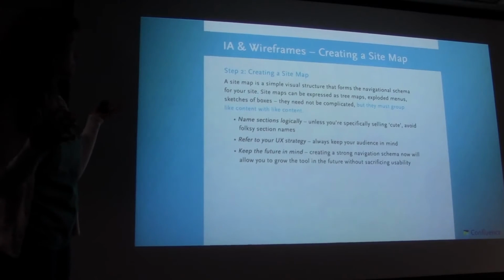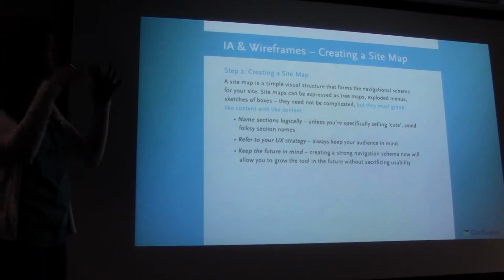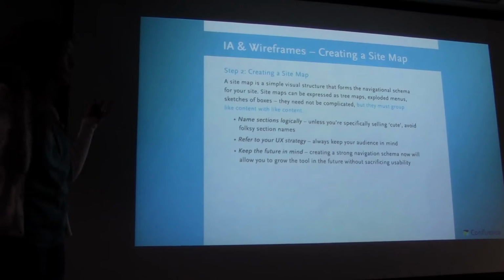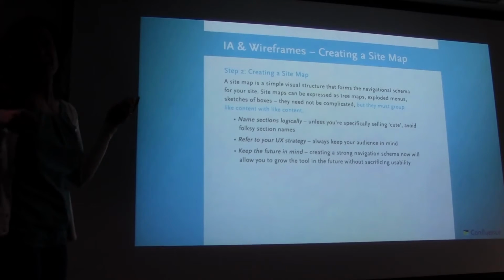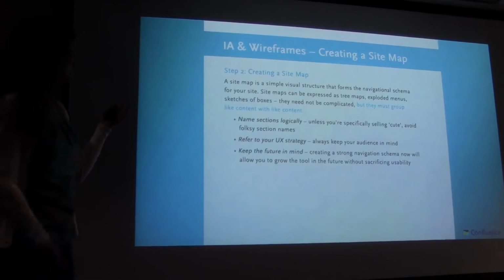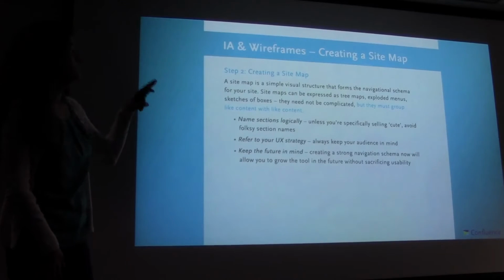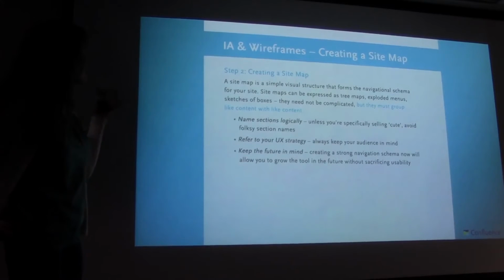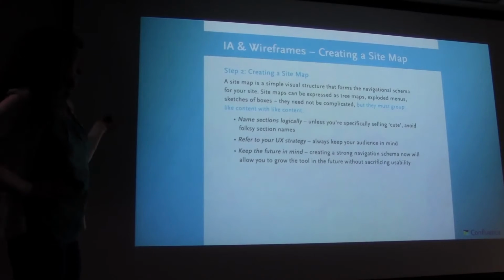So sitemaps can be expressed as a tree map, as exploded menus, sketches of boxes. I mean, probably the best ideas were constructed on cocktail napkins. So do whatever works for you. They don't have to be complicated, but they must group like content with like content. So here are some important tips.